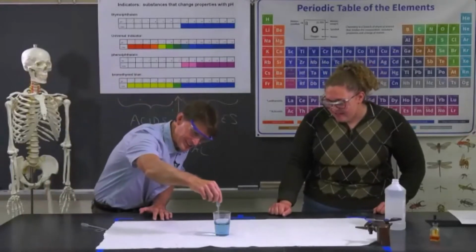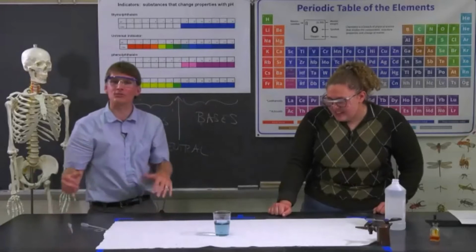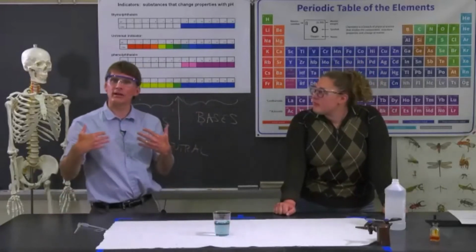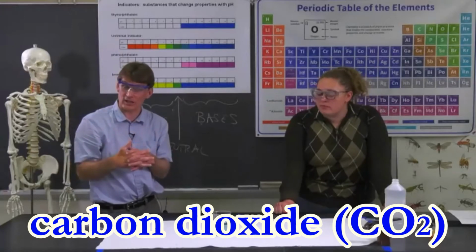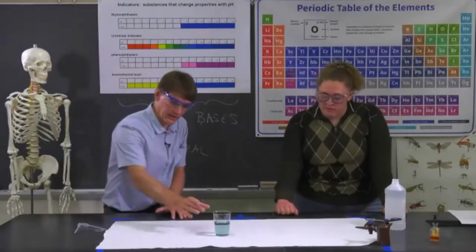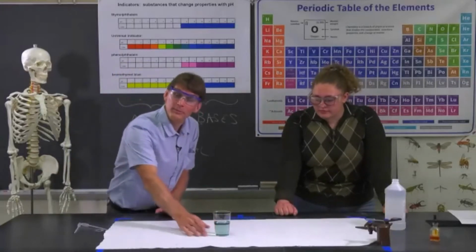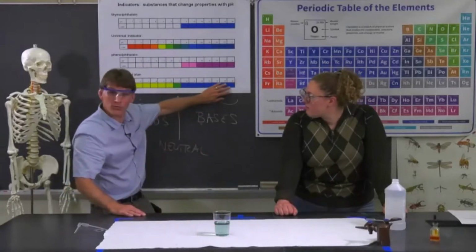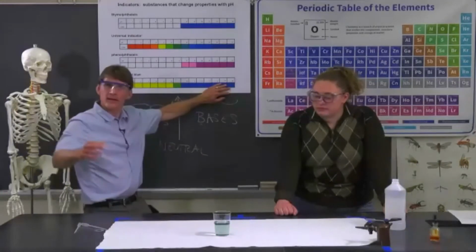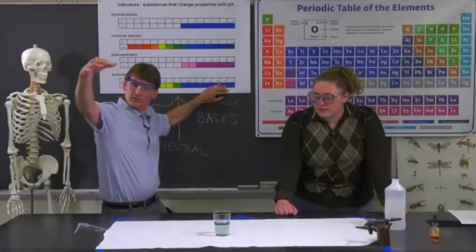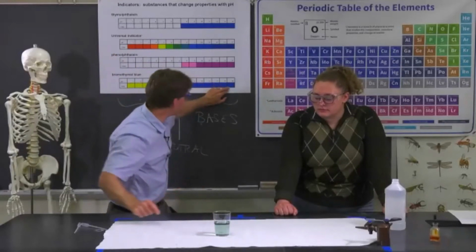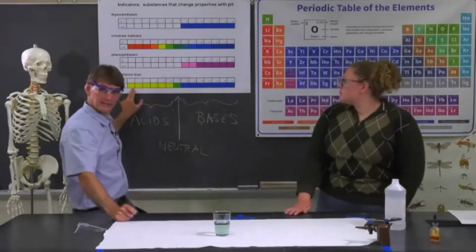There it goes. See, what happens when we exhale into this is that we breathe out something called carbon dioxide. And when carbon dioxide goes into water, it makes an acid. So we added a base. It made it go over here into the blue color. And then when we didn't breathe into it, there is some carbon dioxide in the atmosphere that dissolved into here, and that made us go back to acid.